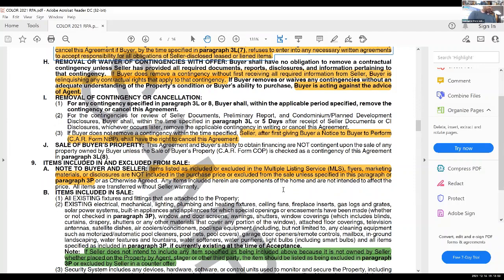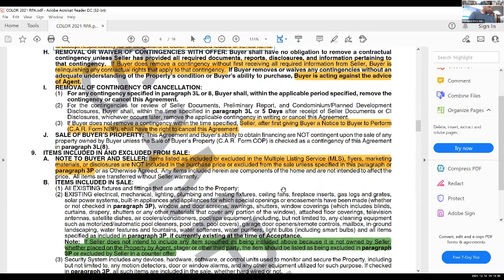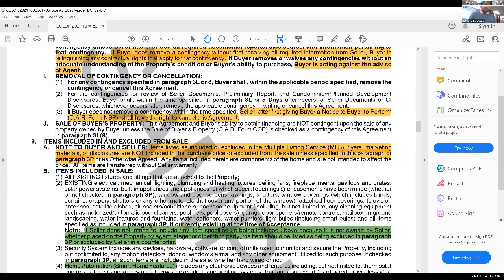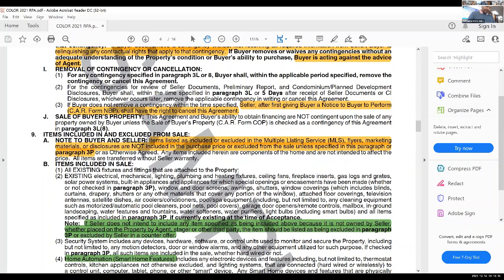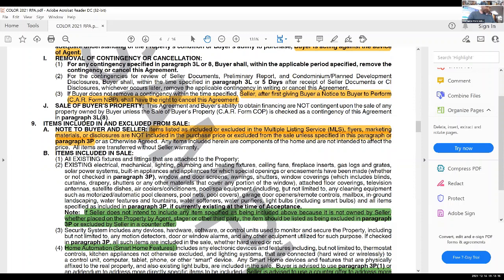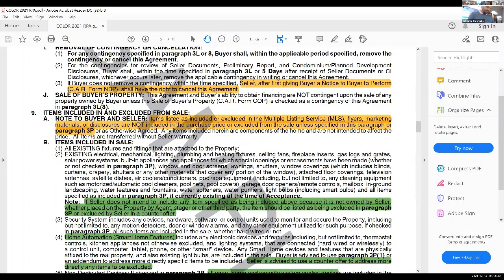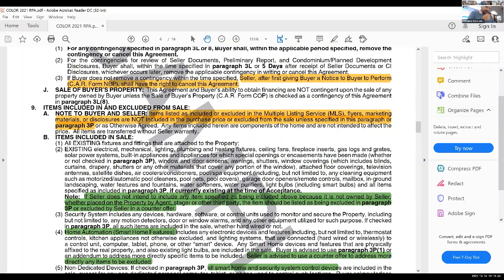Items included and excluded from the sale. You guys have any questions on those contingencies before I move on? It's important. I want to make sure you guys are clear. Everyone's clear. If you're still awake. Okay. I guess we're clear.